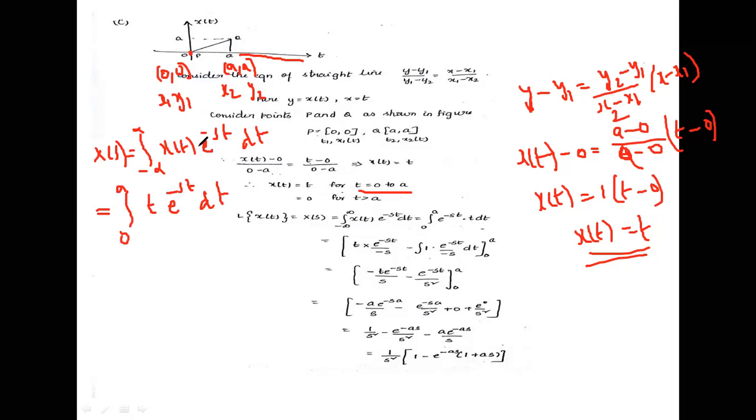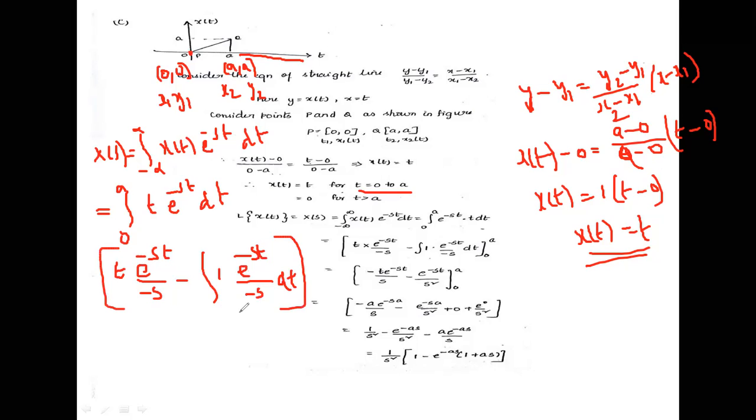I can apply integration by parts. What is the integration by parts here? Take t as the first term and apply the integral to the second term, minus e power minus st by minus s. Minus, take the integral and apply the derivative of the first one, which is 1, and apply the integral here, e power minus st by minus s into dt, with the limits 0 to a.